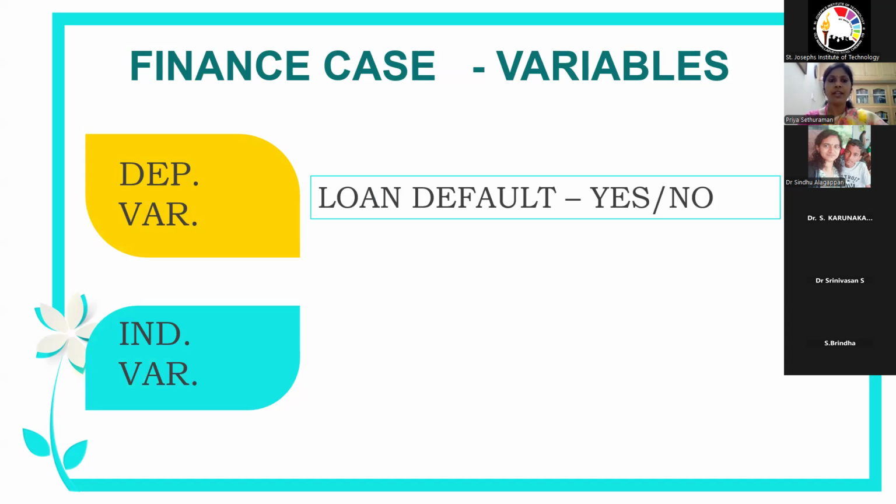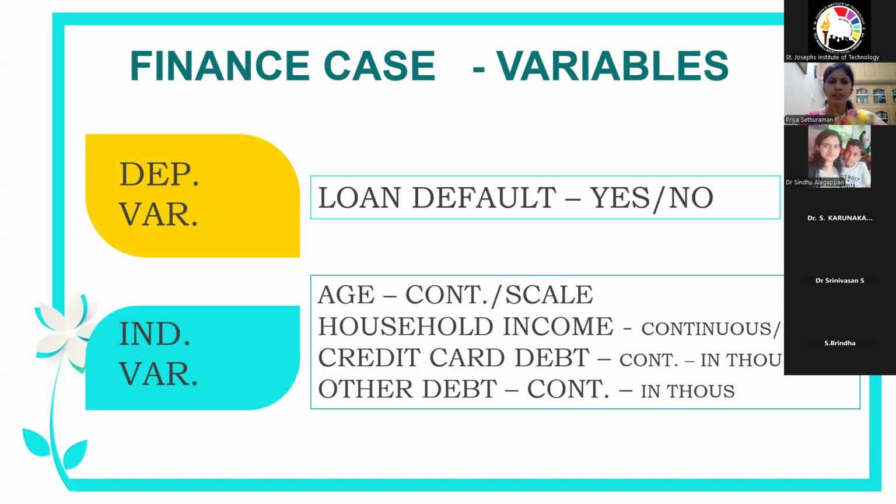Next, the independent variables. Here I have taken the demographic variable age, which is shown as a continuous variable, and household income is also a continuous variable, and credit card debt. A person will have a credit card, and how much debt he has with that. If he's not paying it properly, it might be a 0, or if he is paying it, how much amount, and that also in thousands. In rupees or dollars, whichever currency you want to mention, you can mention it in thousands, or any particular measurement that you want to take.